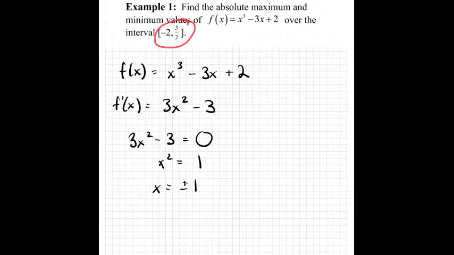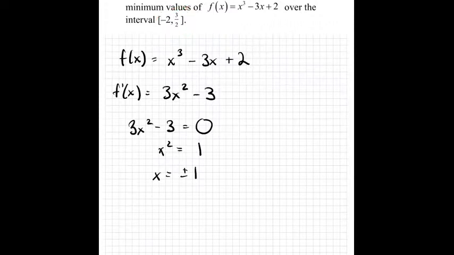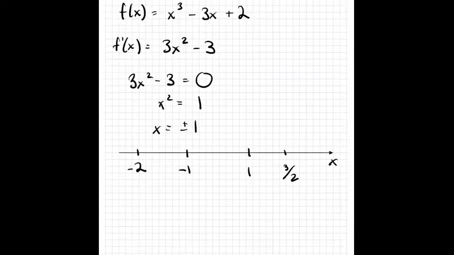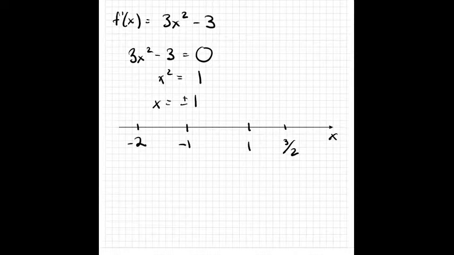So now we need to consider, if this is the positive x, this isn't going to be drawn to scale, but say here's -1, say here's 1. Here's 3/2, and here's -2, all right? So we have our critical values along with the endpoints. Then we want to plug these into the original, right?